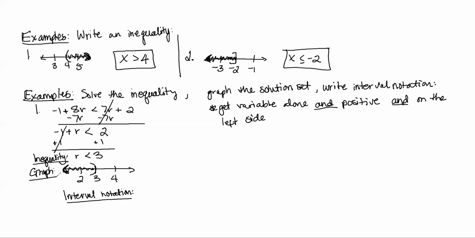Okay, so furthest left that we go on the graph is -infinity, always a parenthesis. Furthest right we go is 3 with a parenthesis.